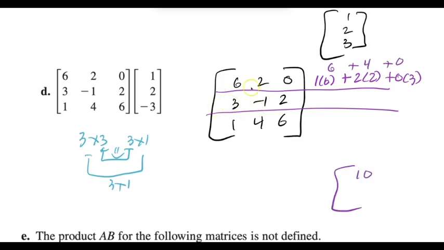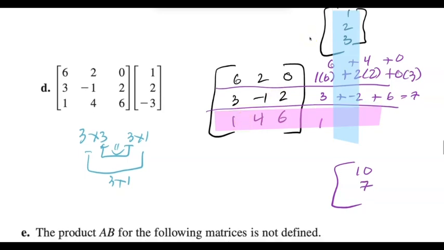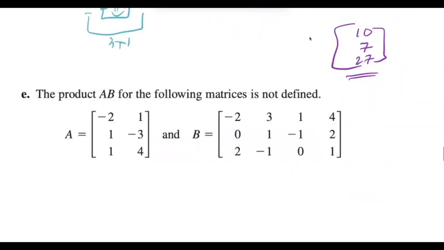Now the second row. This one times that. 3 plus -2 plus 6. We get 7. And the bottom one, 1 times 1 is 1, plus 4 times 2 is 8, plus 6 times 3 is 18. I get 9, 27. And there we go.